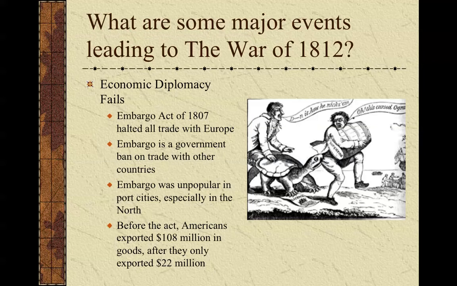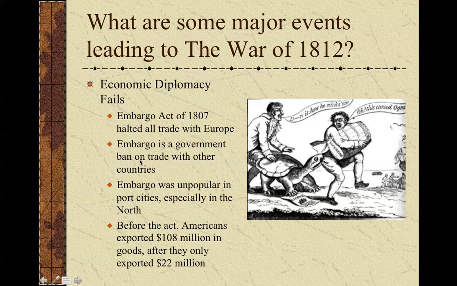A lot of you will like this little political cartoon here. You can kind of see how the cargo is being seized, and we'll talk a little bit more about this. Economic diplomacy fails. The Embargo Act of 1807. This was an act put through by the United States government. And basically what the Embargo Act did is it stopped all trade with all parts of Europe. So it wasn't just Great Britain and France. The Embargo Act just said that we're not going to trade with anyone over in Europe.